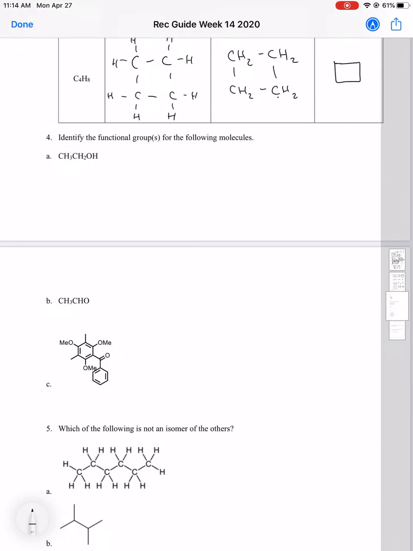Identify the functional groups for each molecule. I'm going to save this for the next video.